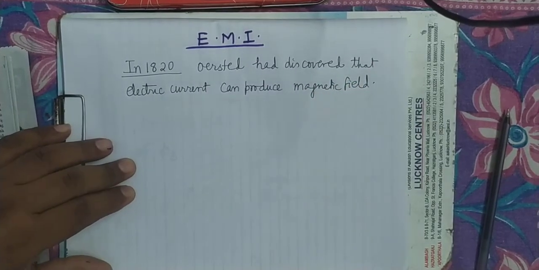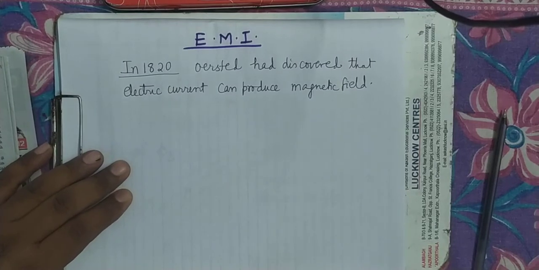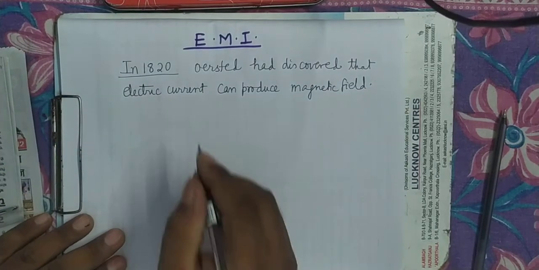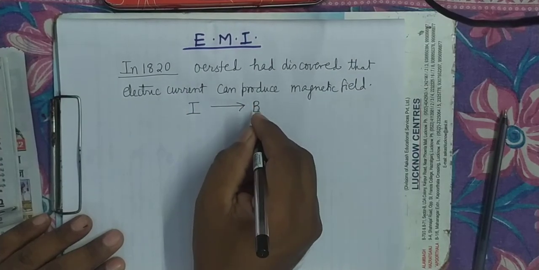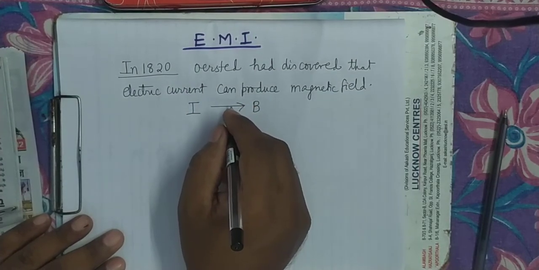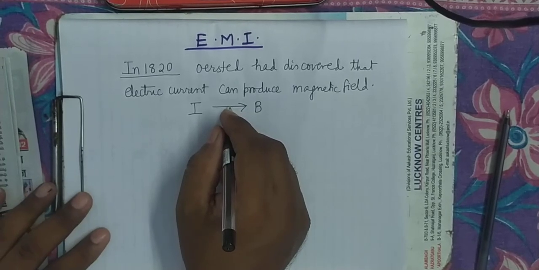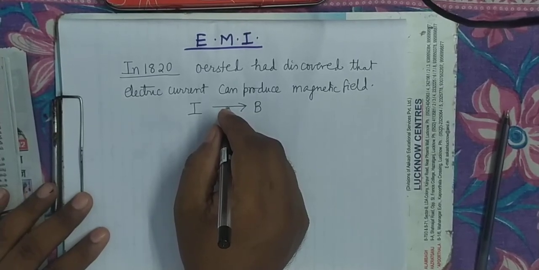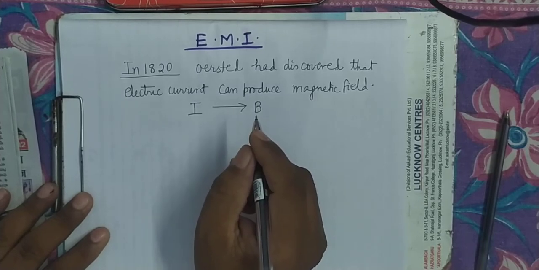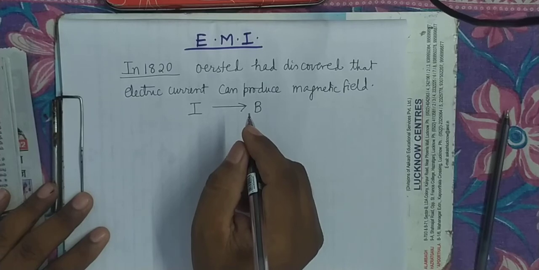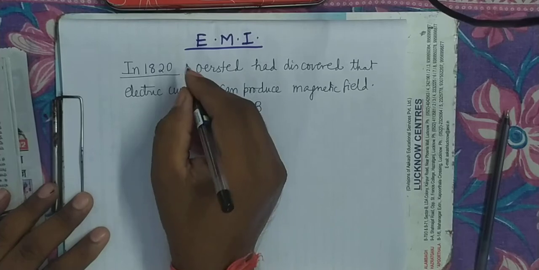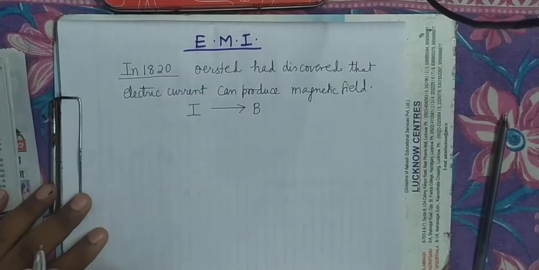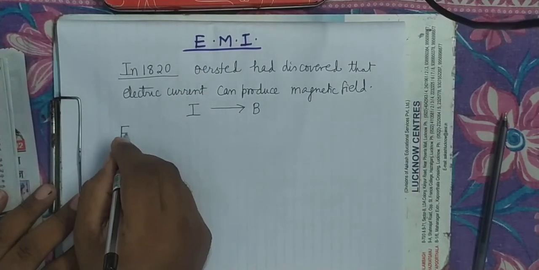This was discovered by Oersted experimentally in 1820, that electric current can produce a magnetic field, and how much magnetic field will be produced, that we can find by using Biot and Savart's law, and by using Ampere's circuital law. It is clear how much magnetic field a current carrying conductor can produce, that is found that way. Faraday was the great scientist of that time.